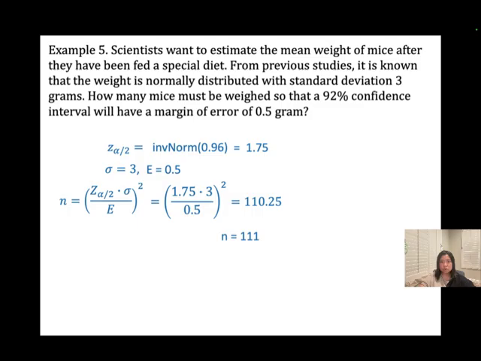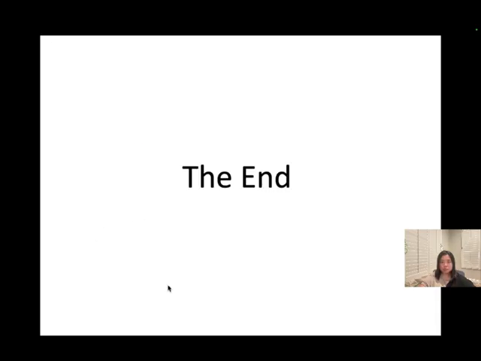So in this session, we talked about how to construct a confidence interval for the population mean when we have the population standard deviation, and also how to determine the sample size. Okay, that's it.